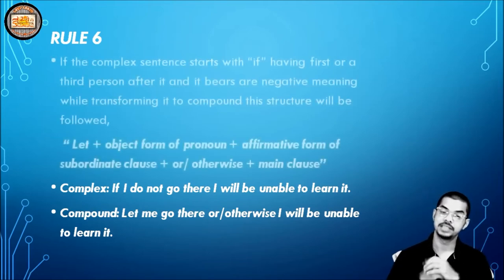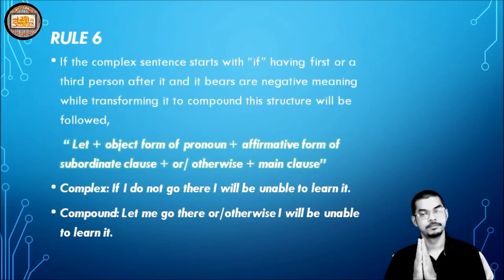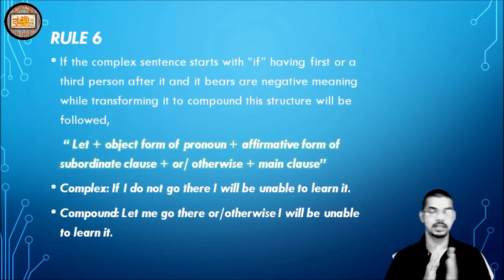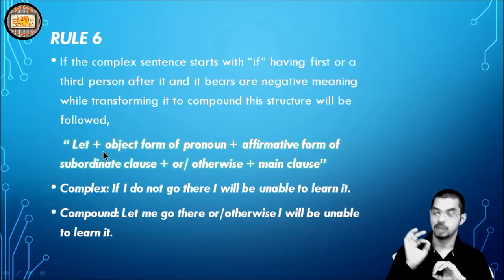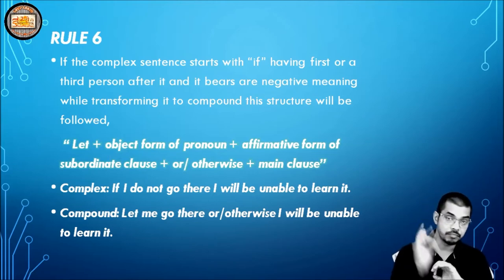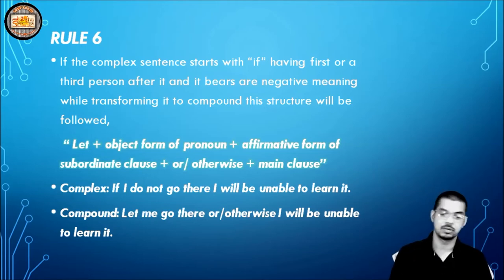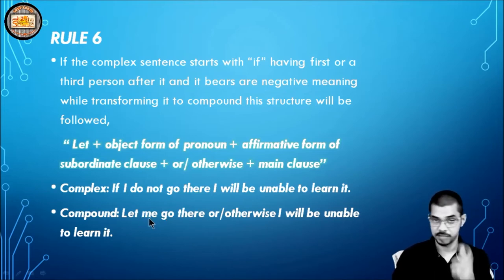So what comes here? We must remember if the subject of the if clause is either first person or second person with negative meaning. Obviously, while transforming it, we will use this construction: let plus object form of pronoun plus affirmative form of subordinate clause plus or otherwise plus main clause. It's very easy. What we have done here, we have used let, then the object form me. Me is the object form of I.